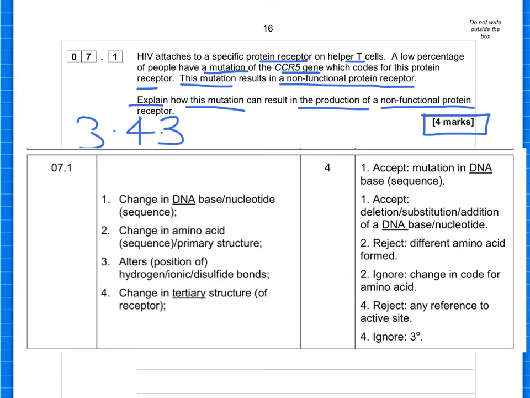What result does that do? Well, it changes the amino acid. Therefore, it alters the hydrogen or ionic or disulfide bonds, which then changes the tertiary structure, making it non-functional. Again, it's quite a common answer, that. The key difficulty there is that when the amino acid is changed, it does alter the bonds, and you need to mention some of those bonds, because those changes in those bonds will change the tertiary structure, which is important to state, of the protein.